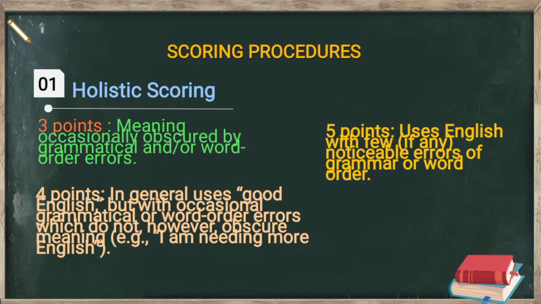And 3 points. 3 points means that meaning is occasionally obscured by grammatical and or word order errors. And 4 points. It means that in general usage is good English, but with occasional grammatical or word order errors which do not, however, obscure meaning. For example, I am needing more English. And the last is 5 points. It means that the speaker uses English with few, if any, noticeable errors of grammar or word order.